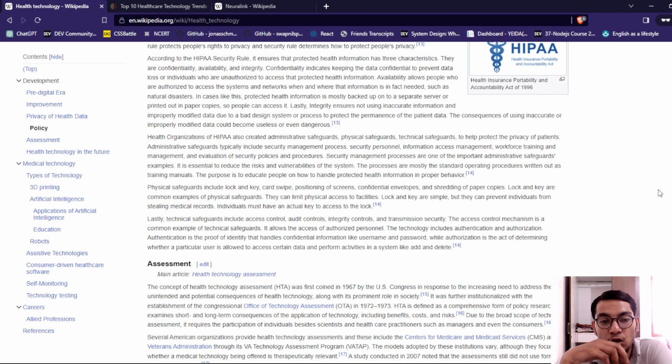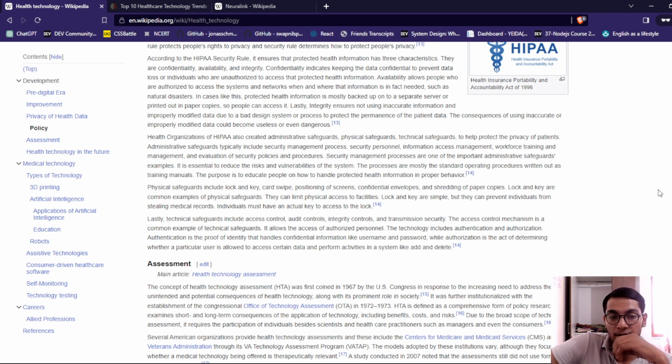Physical safeguards include locks and keys, card swipes, protection of screens, confidential envelopes, and shredding of paper copies. Locks and keys are the common example of physical safeguards. They can still limit the physical access to facilities. Locks and keys are simple, but they work to prevent individuals from stealing medical records. Individuals must have an actual key to access the lock.